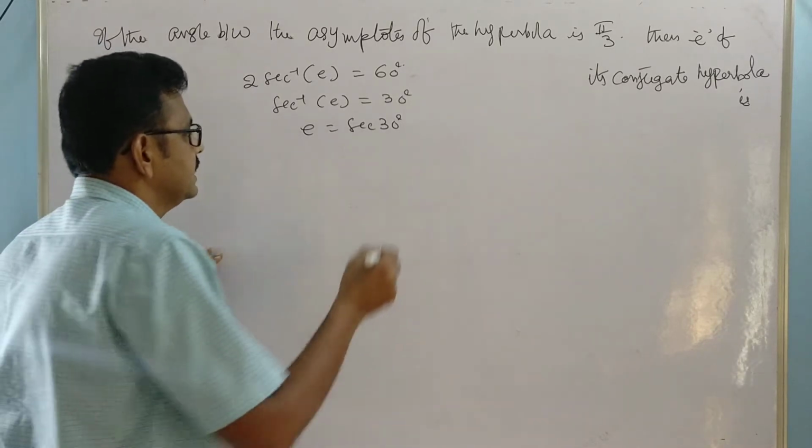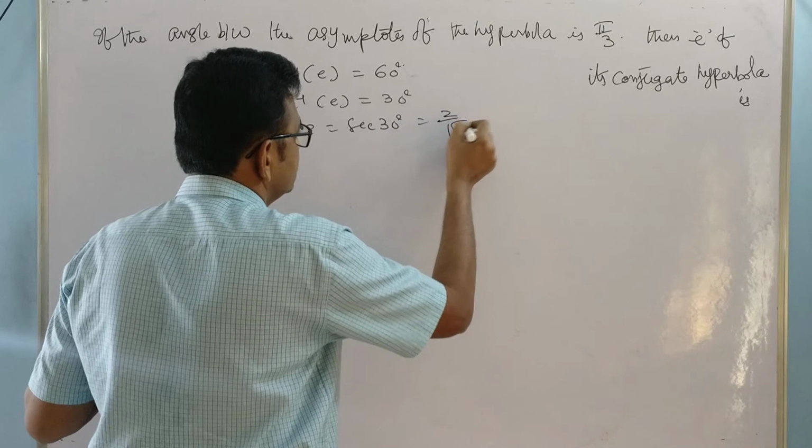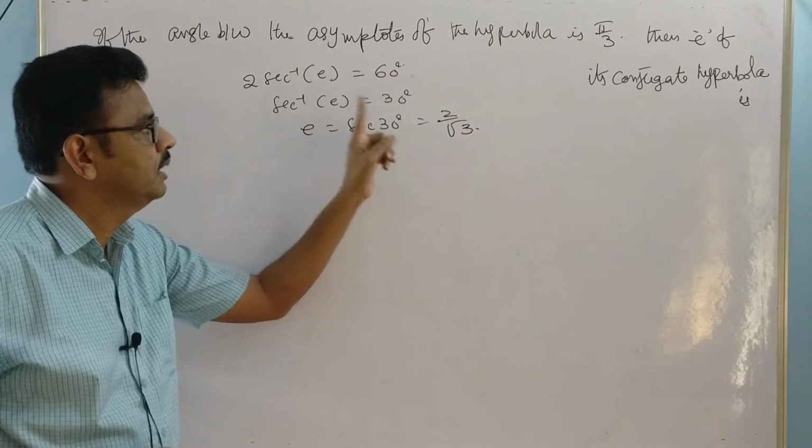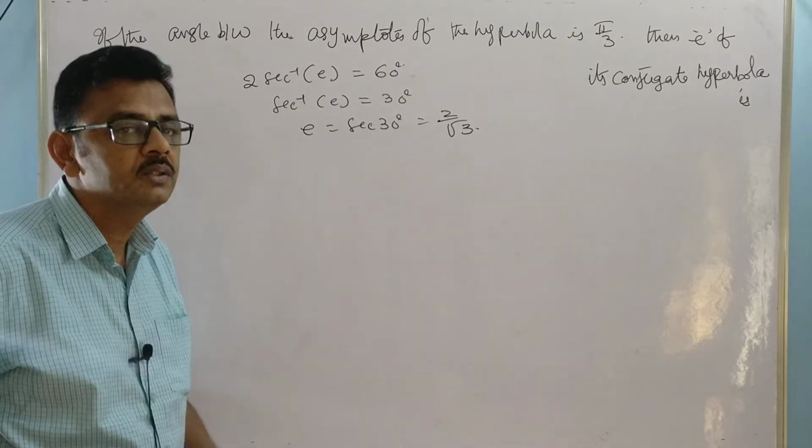Okay, secant 30 is 2 by root 3. So this is the eccentricity of the hyperbola. Now we have to find the conjugate hyperbola.